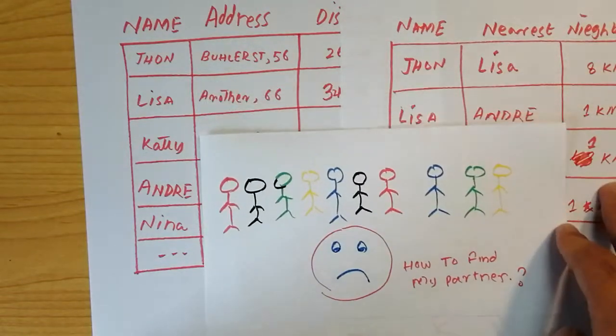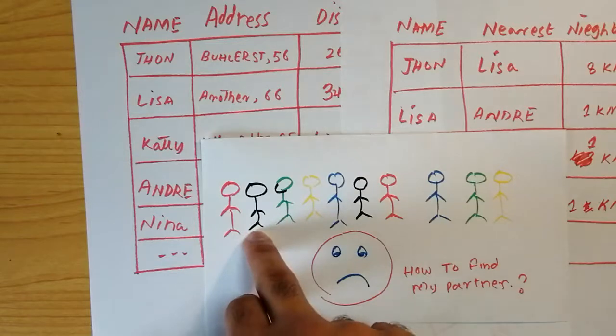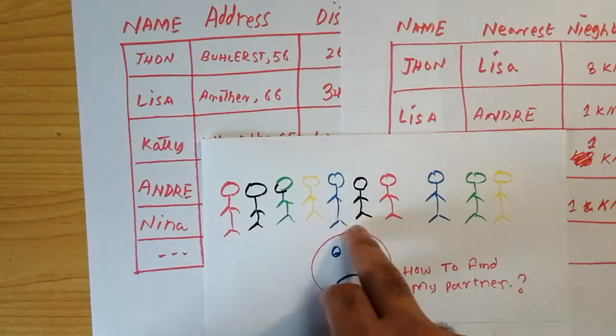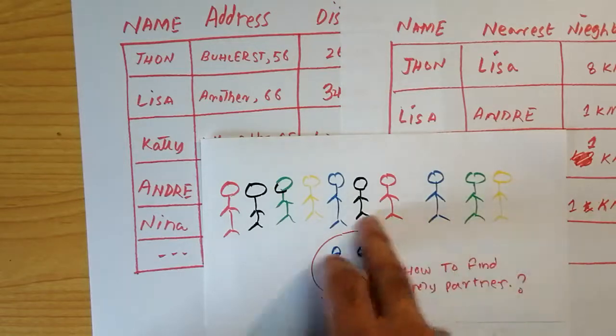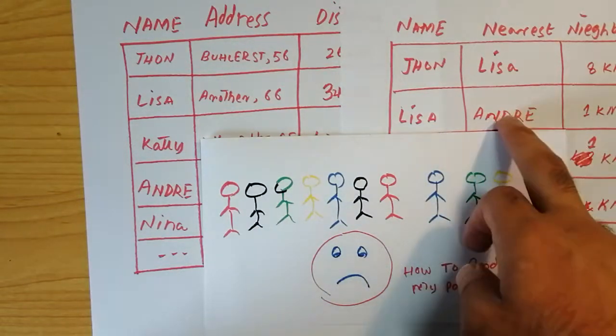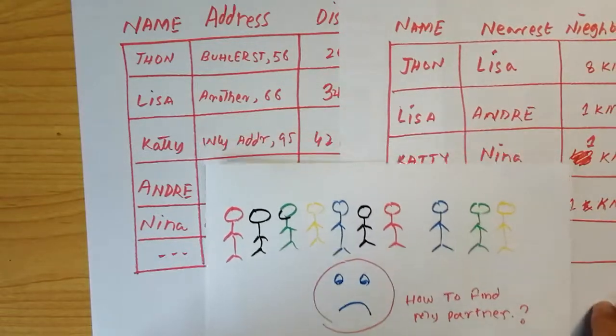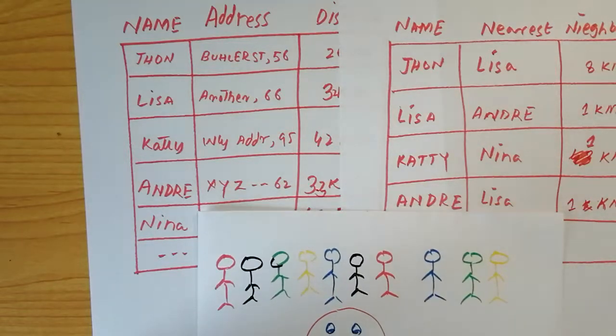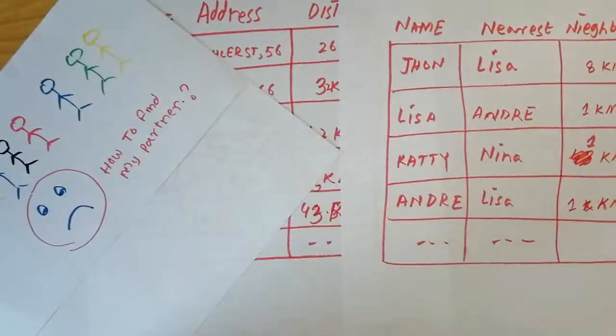Then, for example, for the second person, we'll take him, compute the distances to all the people, take the minimum, put the name of the person who is the minimum, and put the distance as well, and so on. Then we will do it for the third person, and finally we will get a new list which will contain the information of the nearest neighbors.